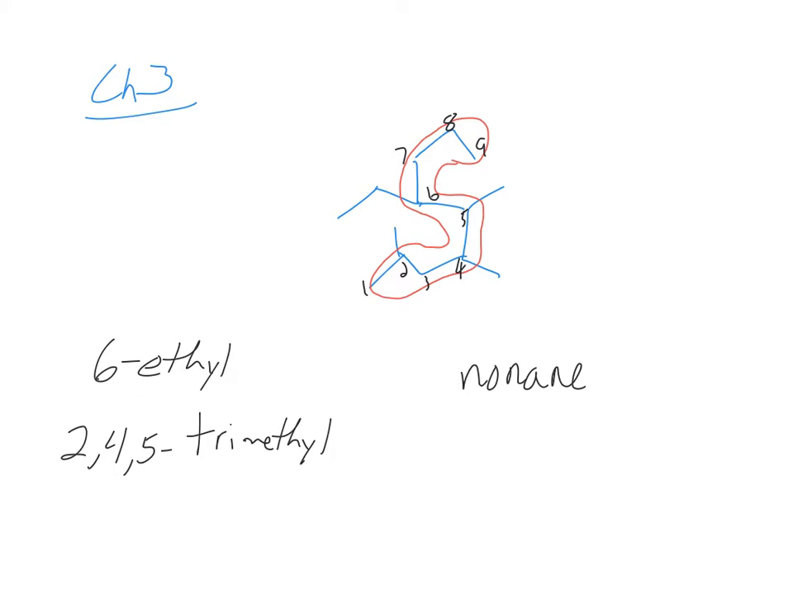And E comes before M. So I would name this 2, 4, 5 trimethyl 6 ethyl nonane. But E comes... Yep, like I said, E does come before M. Good. You guys are all paying attention. 6 ethyl 2, 4, 5 trimethyl nonane. A, B, C, D, E, F, G, H, I, J, K, L, M, N, O, P. Yep, there it is. 6 ethyl 2, 4, 5 trimethyl nonane.